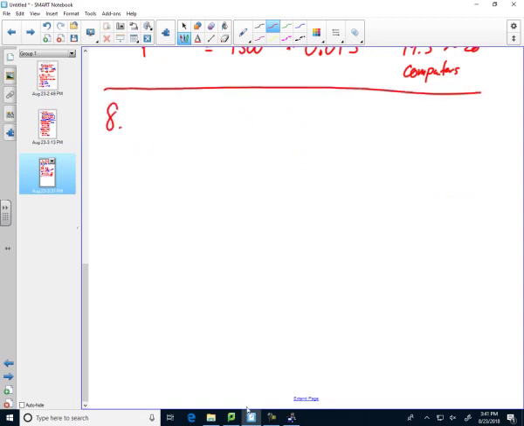Number 8 talks about brass, ordinary brass. And that's 61.6% copper, 2.9% lead.